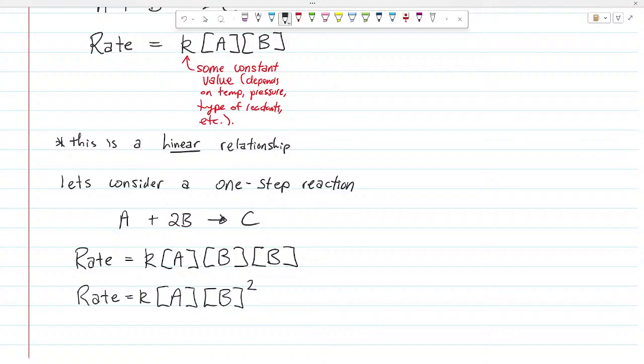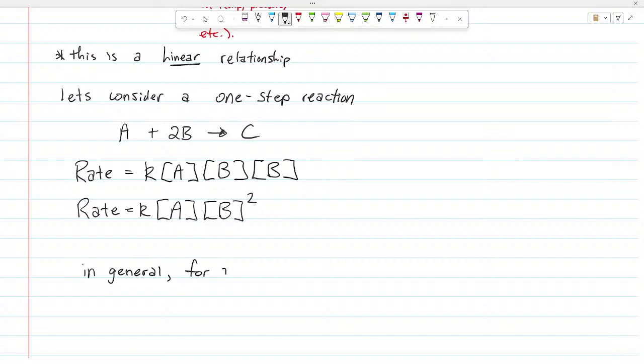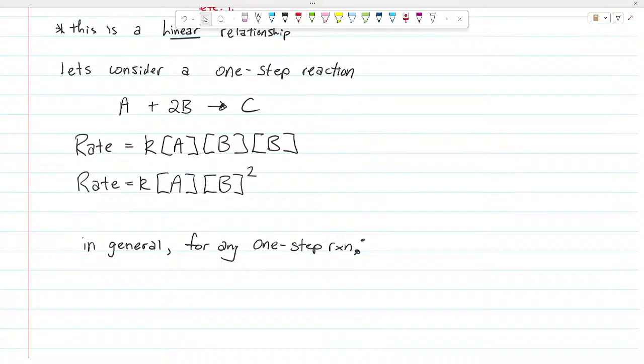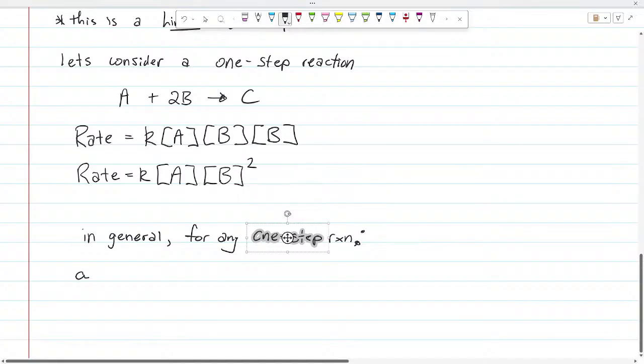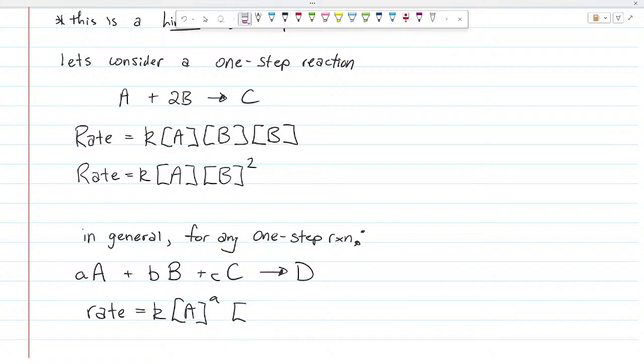So what this tells us then is, in general, for any one-step reaction, not plus, whoops.